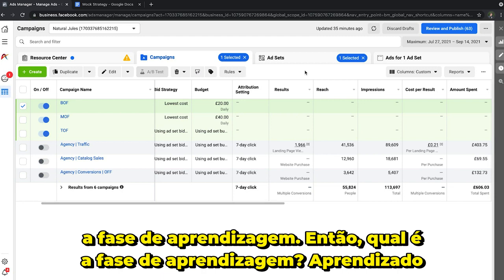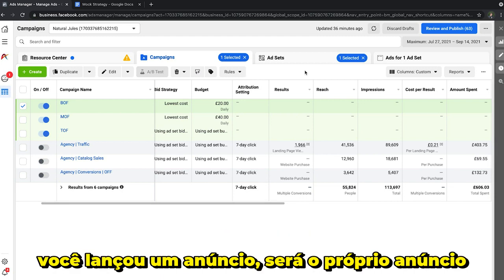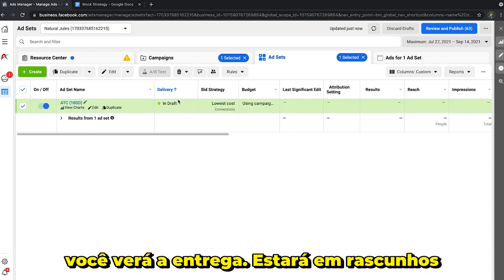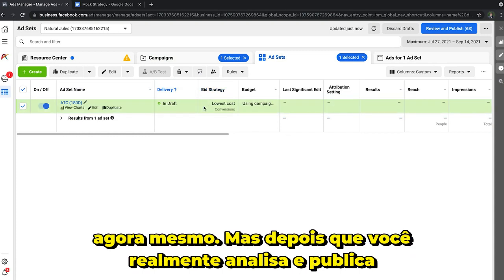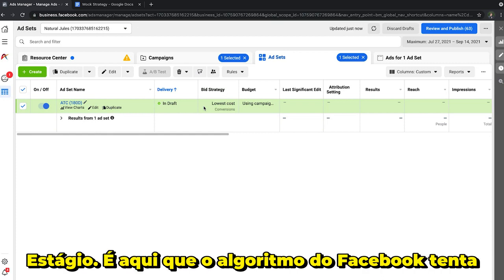So what is the learning phase? The learning phase revolves around the optimization of the ads. When you launch an ad, let's go to the ad itself, you're going to see delivery. It's going to be in drafts right now, but once you actually review and publish this ad, it's going to be in what's called a learning phase.